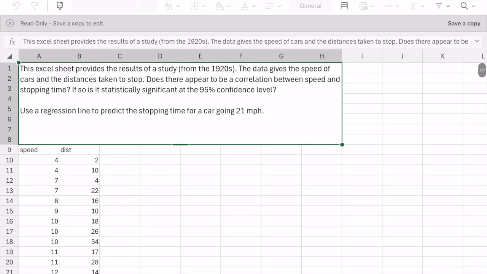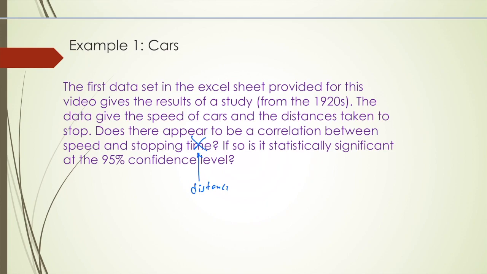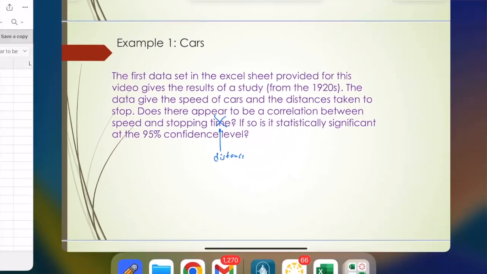Cars. So this sheet provides, well, let's just look at what we had before. The first data set is in the Excel spreadsheet provided for this video, and gives the result of a study from the 1920s, interestingly enough, about 100 years ago. The data gives the speed of cars and the distance taken to stop. Does there appear to be a correlation between speed and stopping time? I guess this ought to be stopping distance, my apologies. If so, is it statistically significant at the 95% confidence level? Okay, let's take a look.